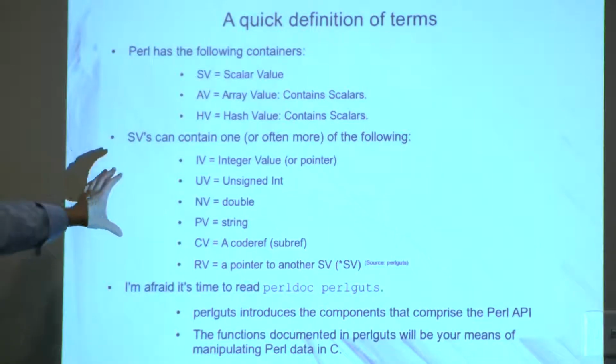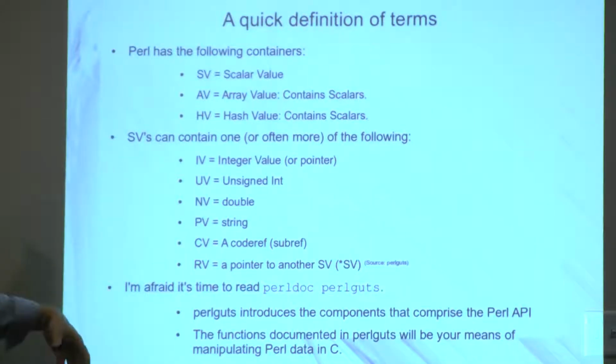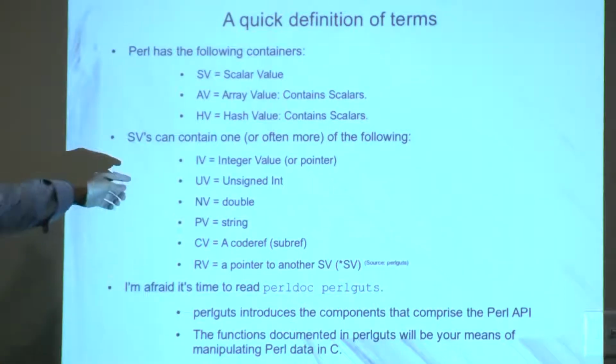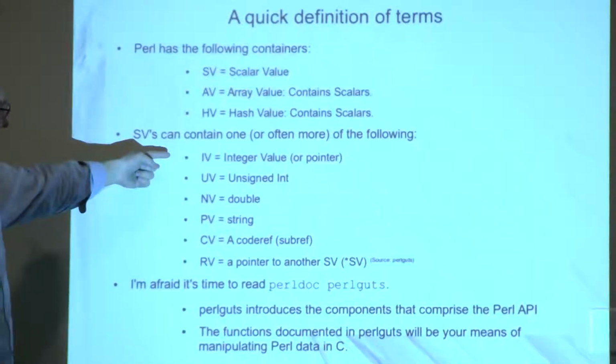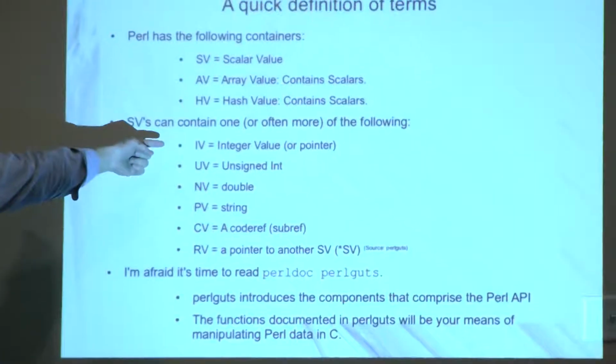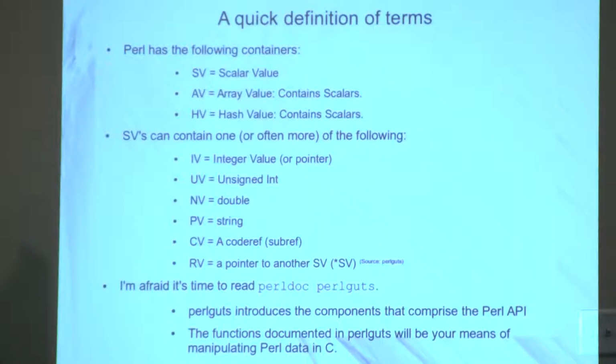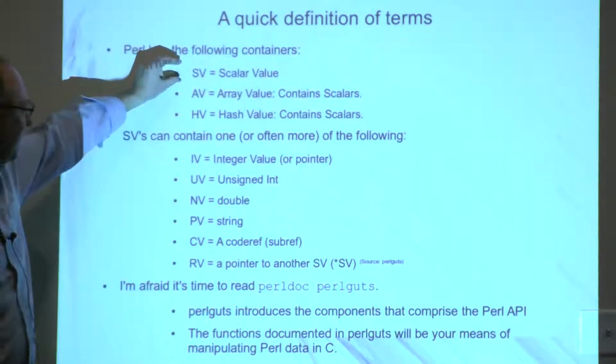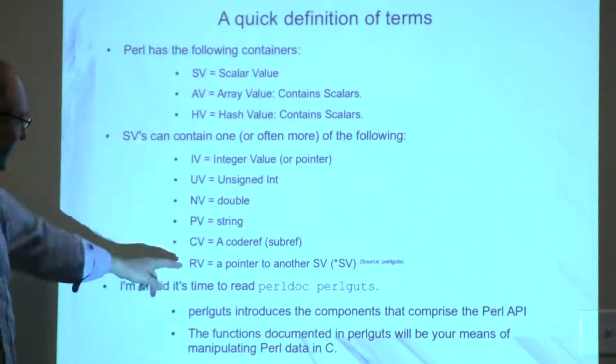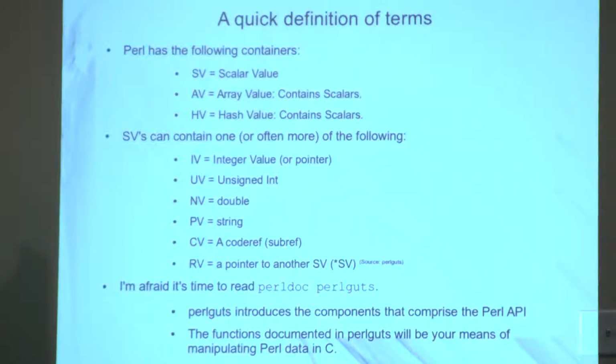All of these are vivified by Perl as needed. If you have a scalar that only contains an integer and then you suddenly use it for a string, then the PV gets created automatically by Perl's internals. But this is kind of your structure. You have an SV, and inside the SV you can have any of these types, one or more of any of those types.